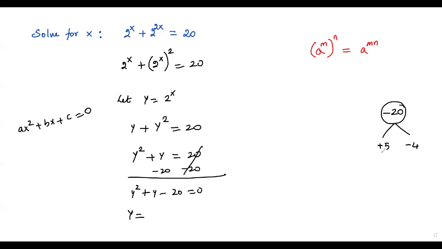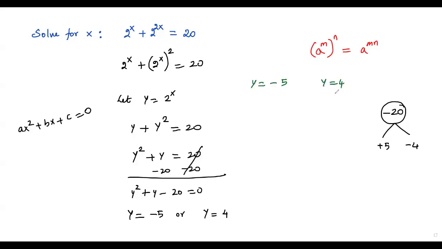Here it's positive 5. To get the value of y, I have to change this positive 5 to negative 5, and for the other value of y, we have to change this negative to positive. Then I'm getting positive 4. Okay, now I got two values for y: one is negative 5 and the other one is positive 4.